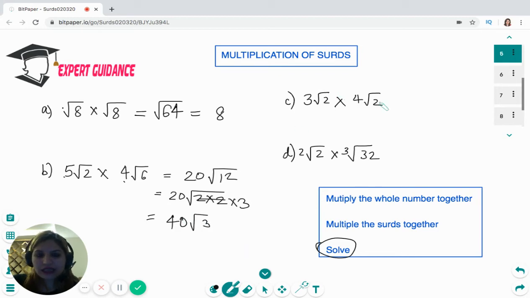Now let's do this question. 3 times 4 is 12. Square root 2 times square root 2 is square root 4, and square root 4 is 2. So the answer would be 24.